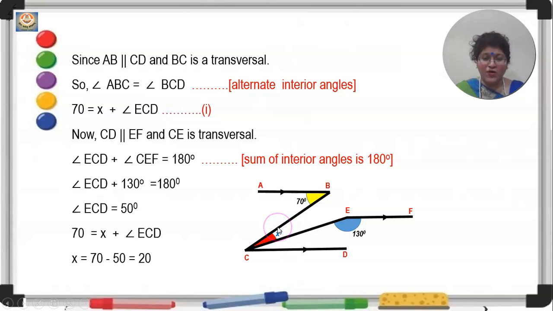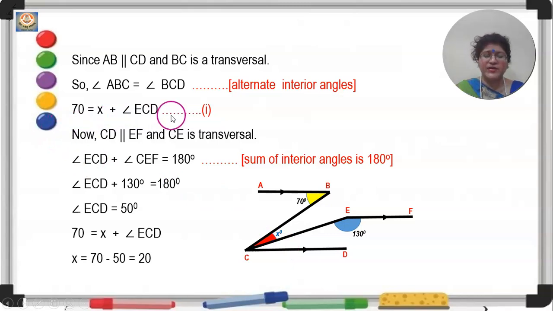But you do not know the value of this angle. This complete angle BCD will be equal to 70 degrees, right? So X plus what will give you equal to 70.